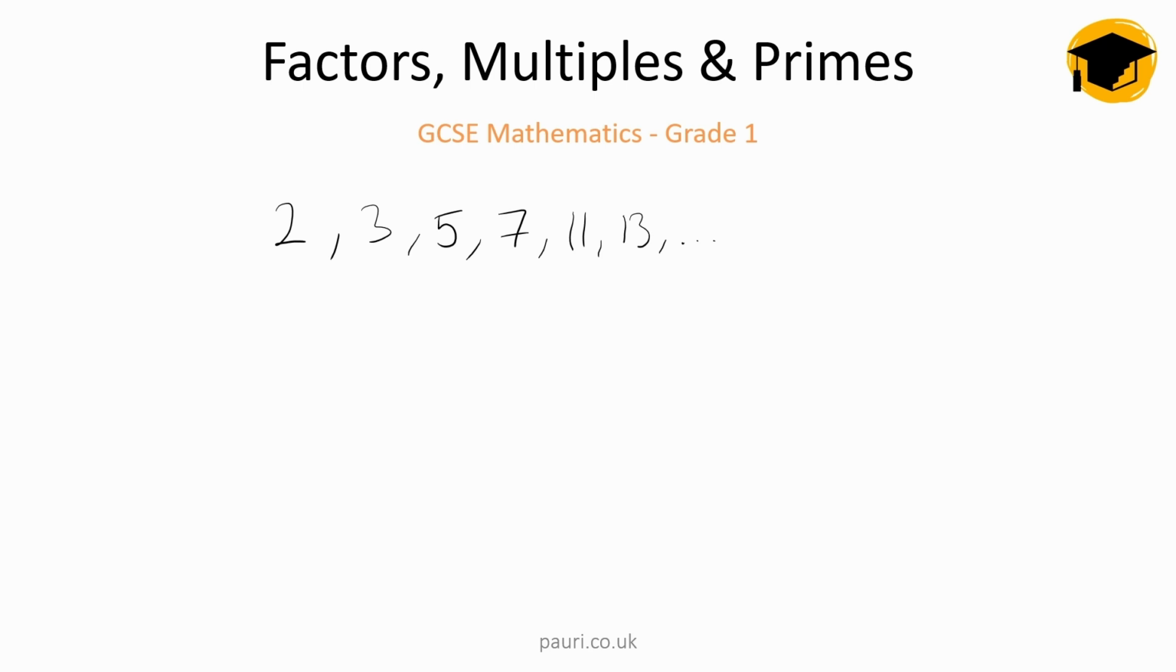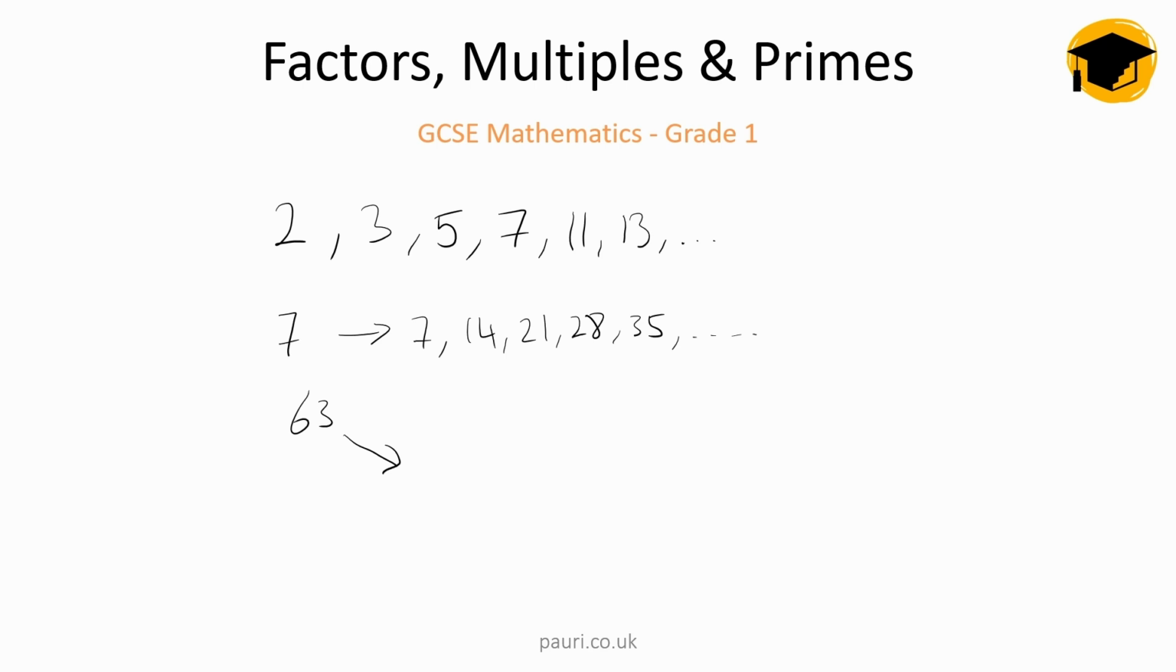Factors and multiples. Multiples are when you think of times tables. So if you've got 7, the 7 times tables is 7, 14, 21, 28, 35, etc. So when we think of multiples of 7, we think of the 7 times tables. When I do 7 times something, what do I get? Factors is the opposite. If I've got 63, I think of what can I break down 63 into?